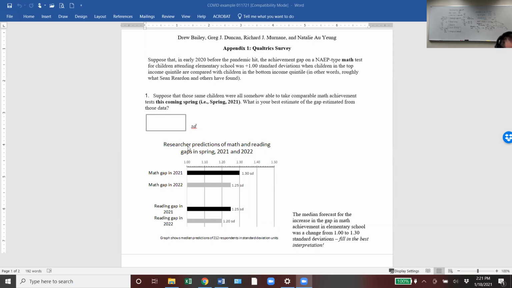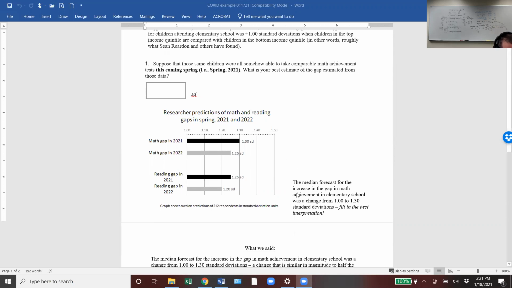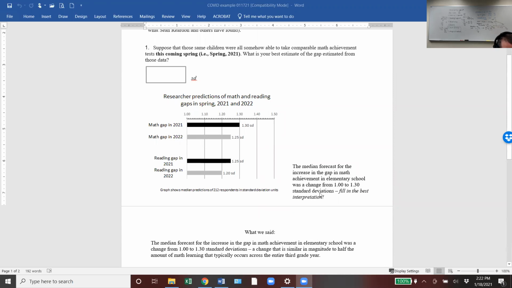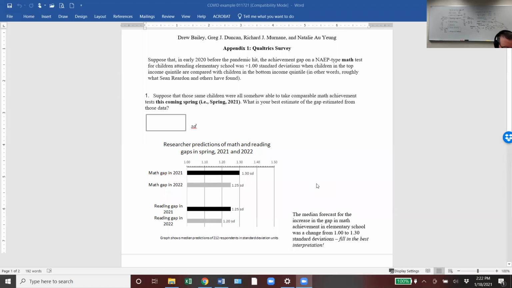So here's a very brief summary of our results. The median forecast for the increase in the gap in math achievement in elementary school was from 1 standard deviation to 1.3 standard deviations. The estimate for reading was a little bit smaller, going from 1 standard deviation to 1.25 standard deviations. And then we asked the same thing for a year from now, and things came down a little bit, but not very much.